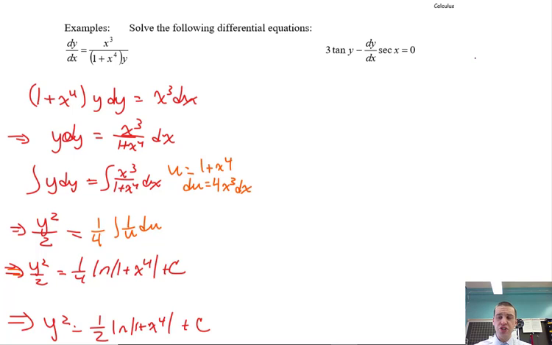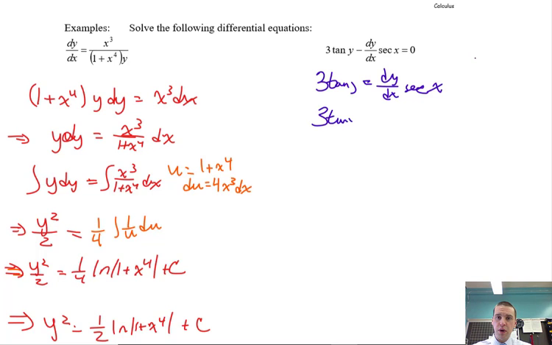So for this question, bear with me as we're going along. You may need to stop, pause it, think, or rewind. But what we're going to do, I'm going to go through this. 3 tan y equals dy over dx secant x. We don't like that we have dy over dx, so I have to multiply it over.